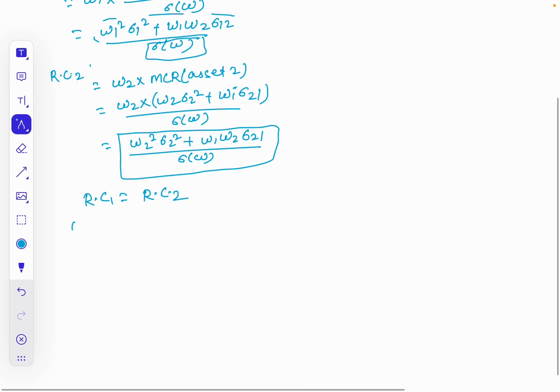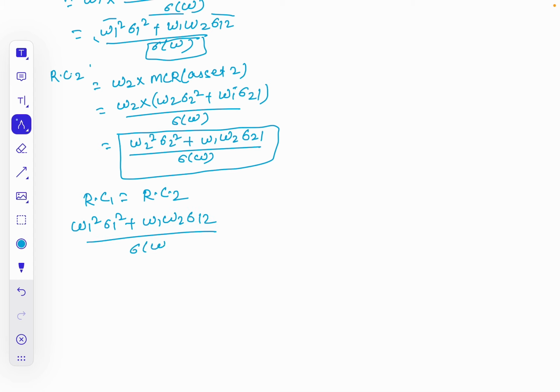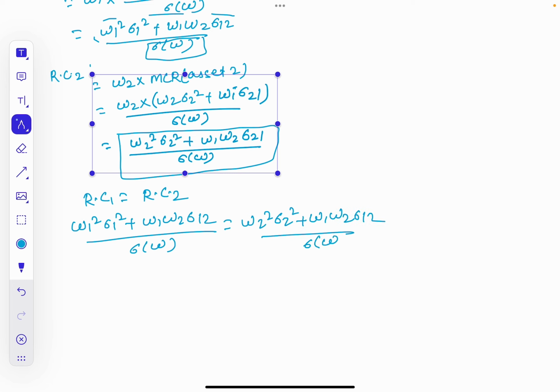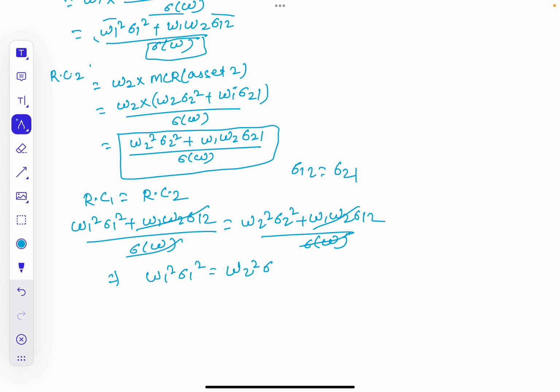So w1 square sigma 1 square plus w1 w2 sigma 1 2 divided by sigma w is equal to this term, sigma 2 square, w2 square sigma 2 square plus w1 w2 sigma 1 2 divided by sigma w. This term basically cancels out, because sigma 1 2 and sigma 2 1 are equal, since covariances are equal. So this can only happen when w1 square sigma 1 square is equal to w2 square sigma 2 square. From here you can write w1 square sigma 1 square, and then w2 can be written as 1 minus w1, squared.